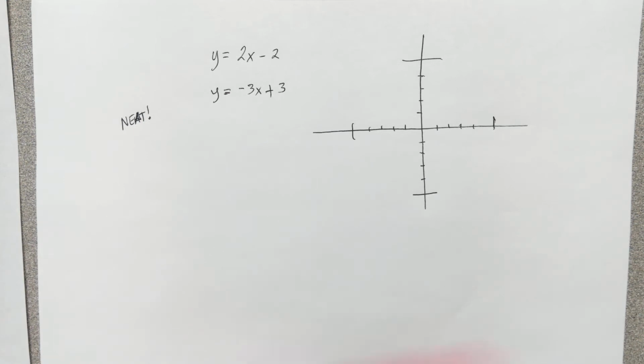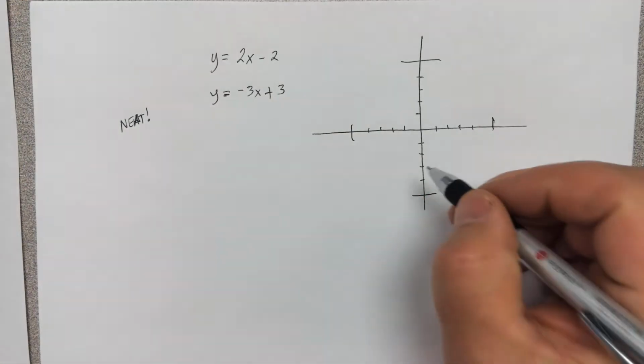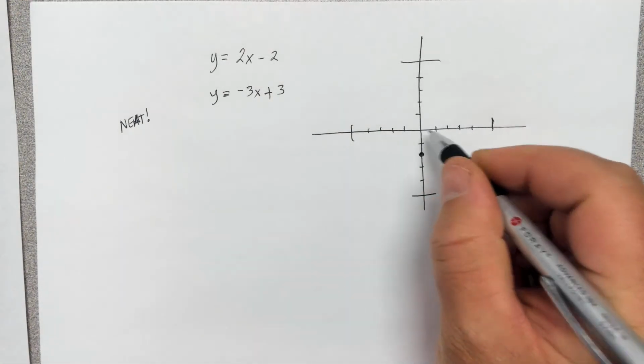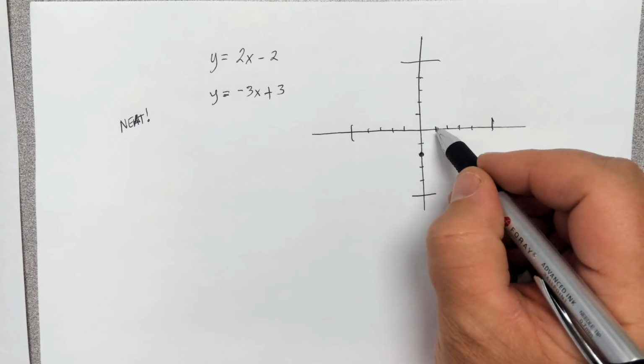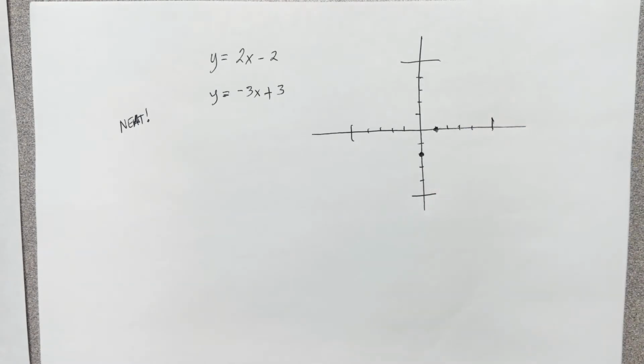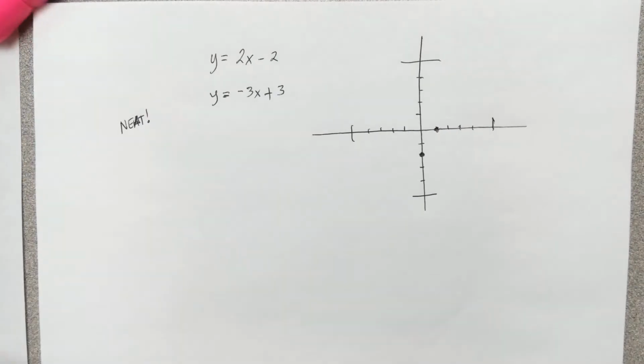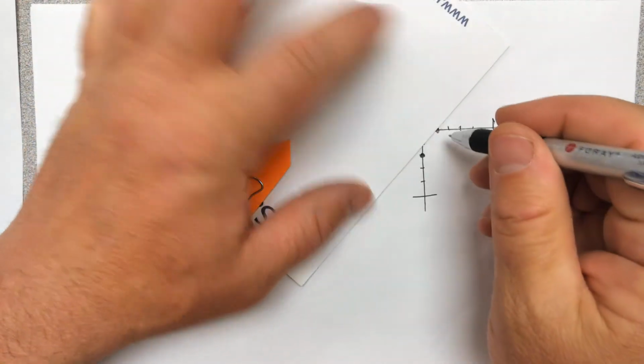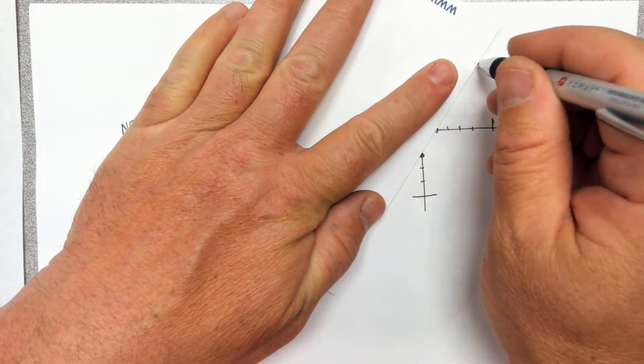Which one do you want to do first, the top one or the bottom one? Top one? All right, so the top one, y-intercept's negative 2. Slope is positive 2, so that means you're going to go up 2 and over 1, right there. Easy peasy lemon squeezy, right? Yeah, that's the slope. A slope, y-intercept, done.